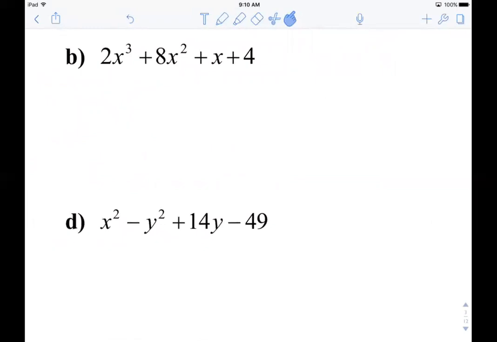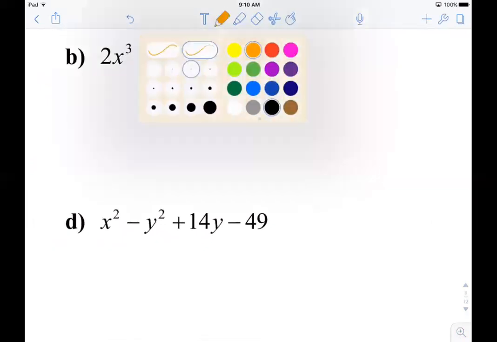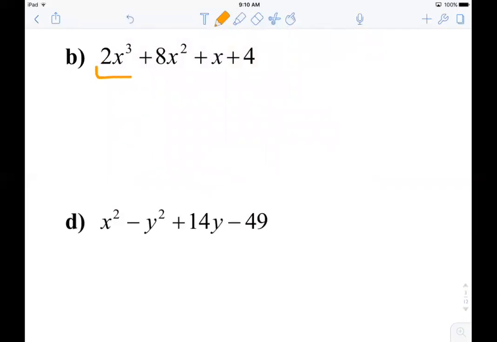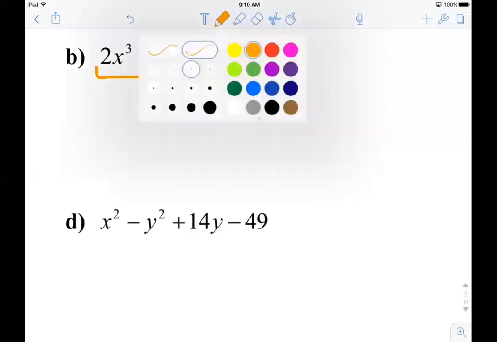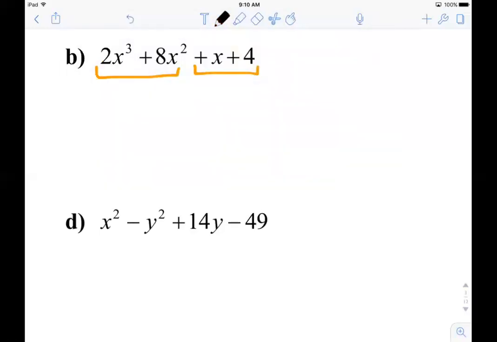This one's going to break down very similarly, and I'm actually going to tackle it in the same way. I'm going to break it up by thinking of these 2 terms as one chunk or one group, and this will be another group. So what sorts of factors can I find? Well, for this one, I can definitely pull out 2, and they both have at least 2 powers of x. So 2x squared would be a common factor. That would leave me with just x from the first term, and 4 from the second term.